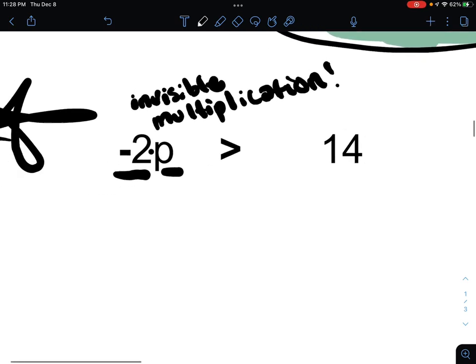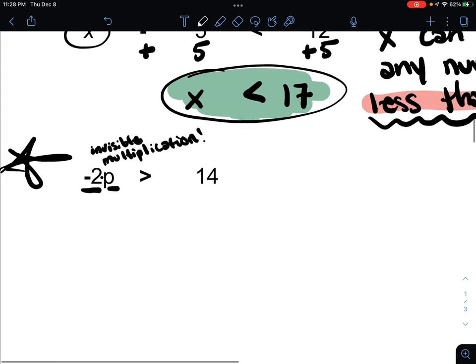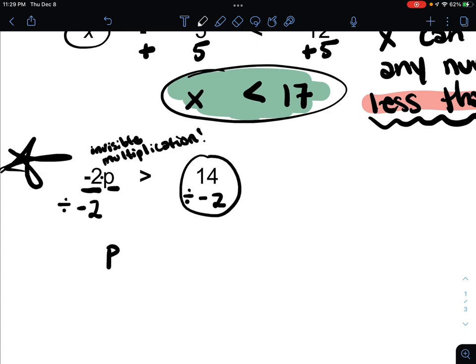Oh yeah, so it's invisible multiplication. So the inverse operation of multiplication is division. So we have to divide by negative 2. So I'm dividing both sides by negative 2. Well, here, negative 2 divided by negative 2 is going to give me positive 1p. So I have p here. I know that 14 divided by negative 2 will give me negative 7.